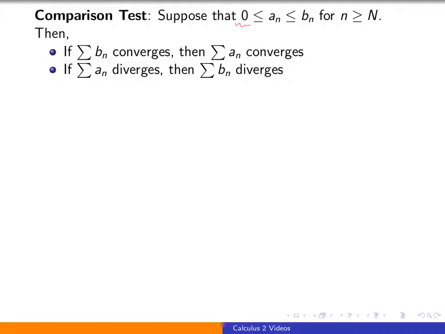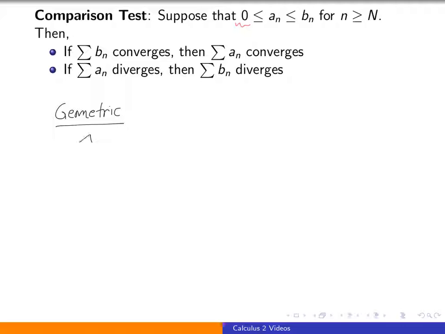Now, as the name indicates with the comparison test, you're typically going to have to come up with a series which you can compare with. And for now, there's really two types of series that we can compare with. One of them, which is hopefully still very familiar to us, the geometric series.